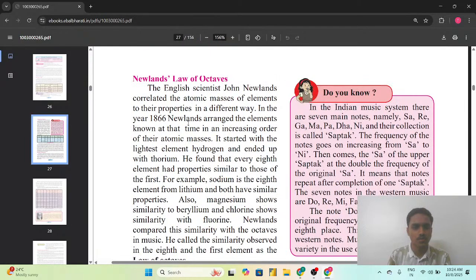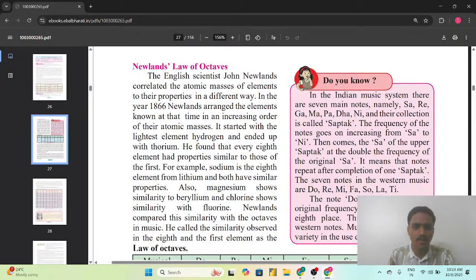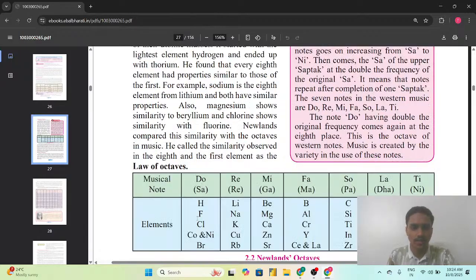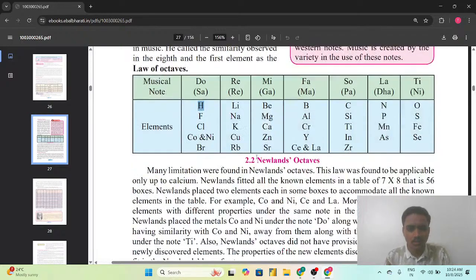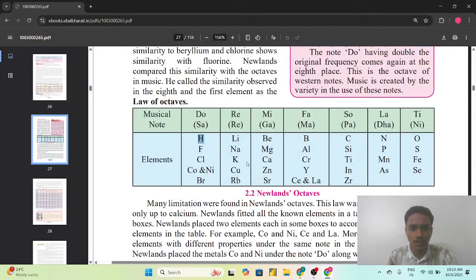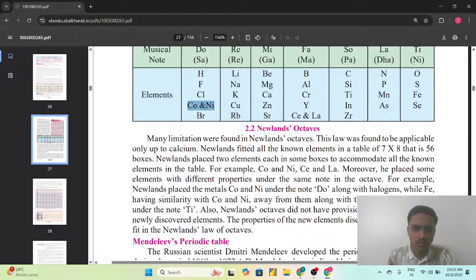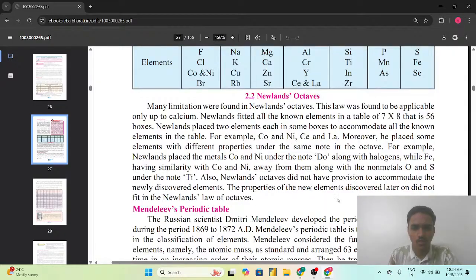Next, we have seen that Newlands came and proposed the law of octaves. He said that every eighth element had properties similar to those of the first. But Newlands also could not classify all the elements in his periodic table, and the drawbacks were that two elements were placed in one box only. Then cobalt and nickel, which are metals showing properties similar to iron, are placed under the halogens, that is fluorine, chlorine, bromine.